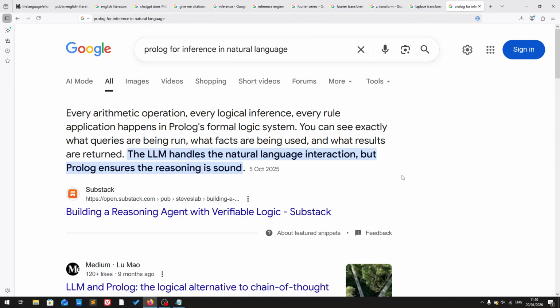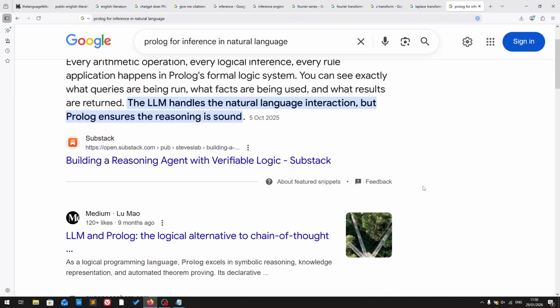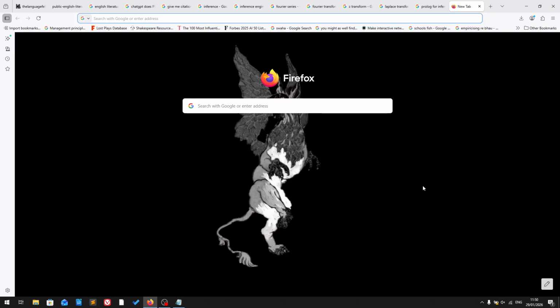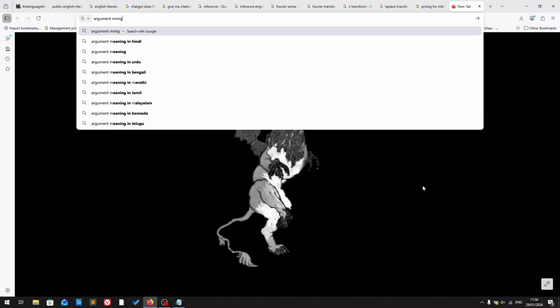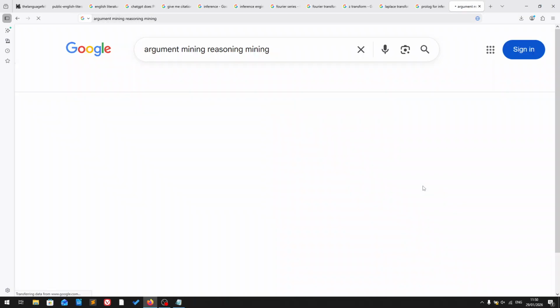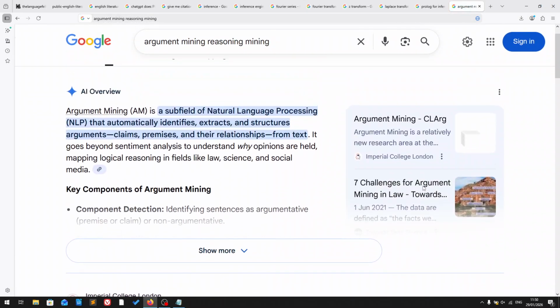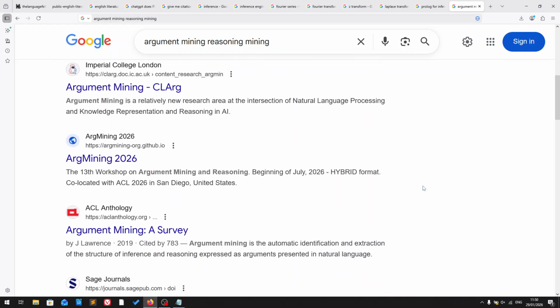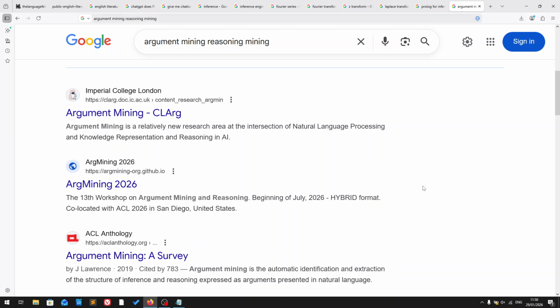So, Prolog has been one language, and building a reasoning agent with verifiable logic. Yeah. So, reasoning agent reminds me of argument mining, or something like that. Argument mining: the intersection of NLP and knowledge representation and reasoning in AI.